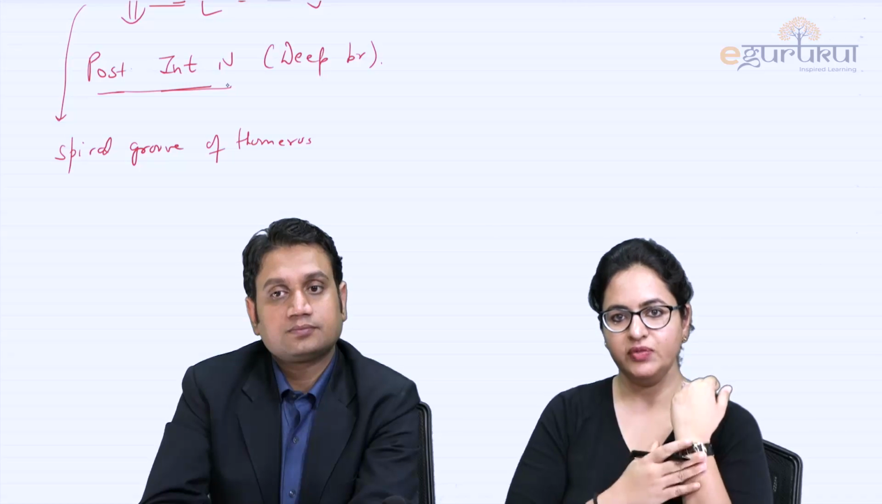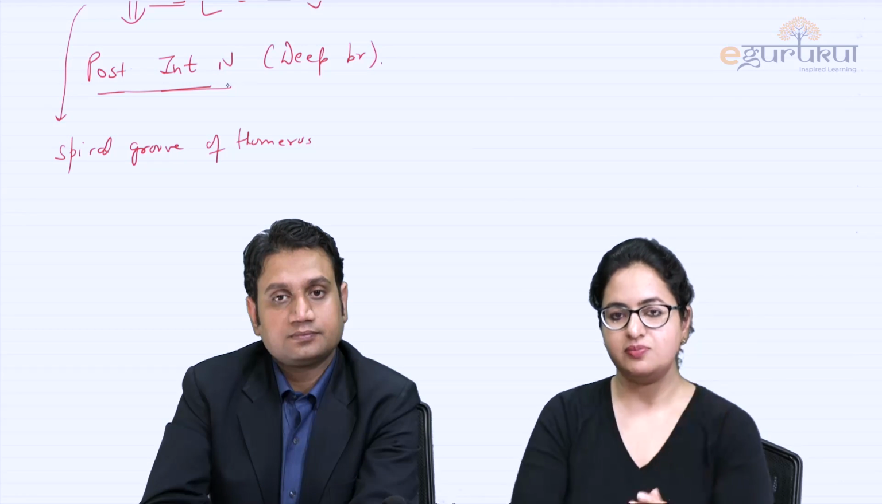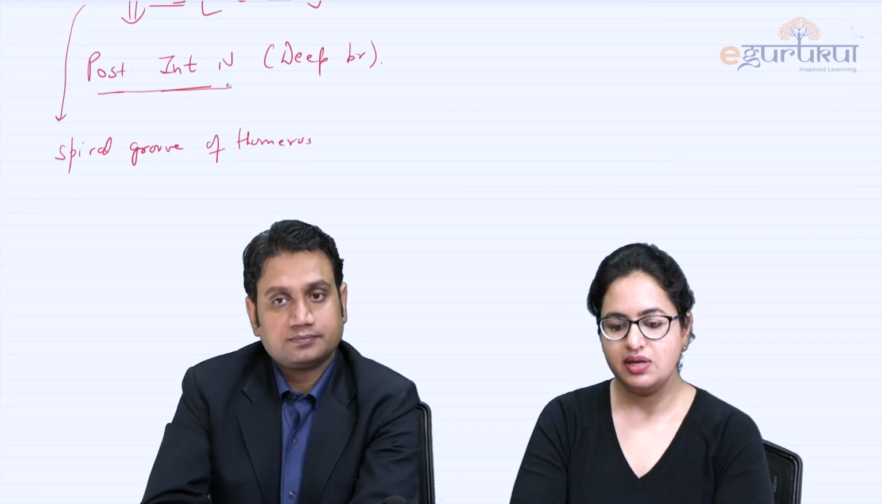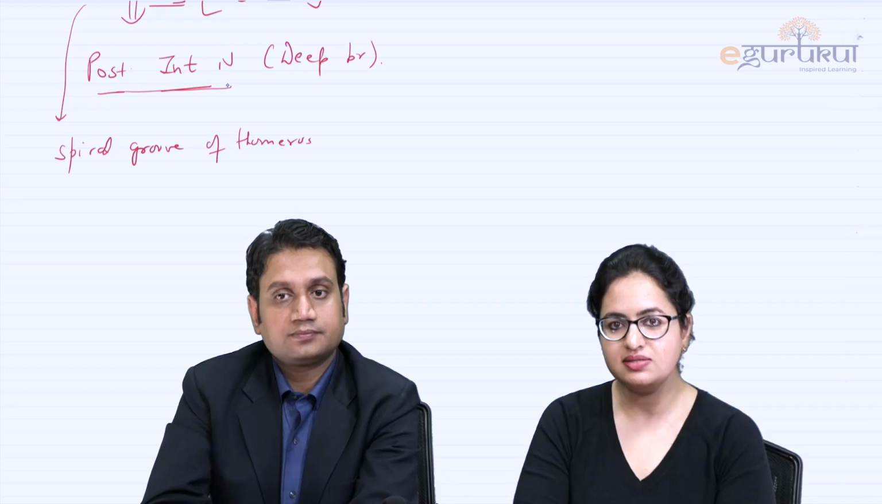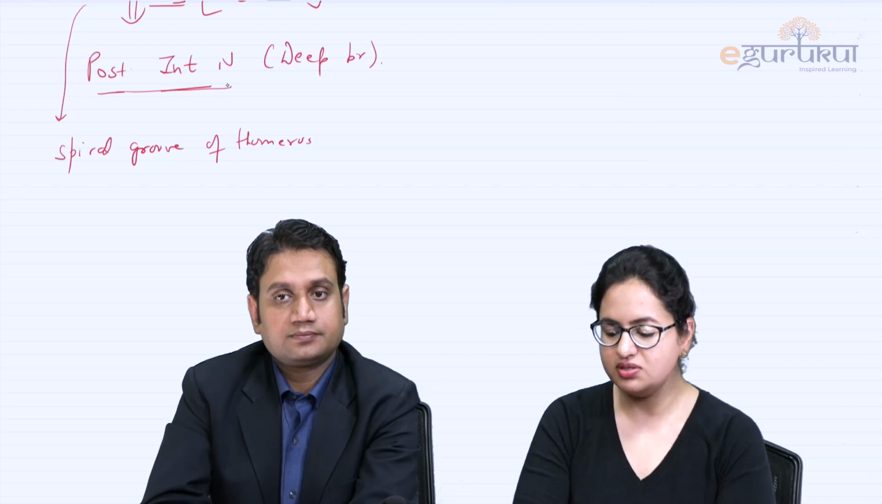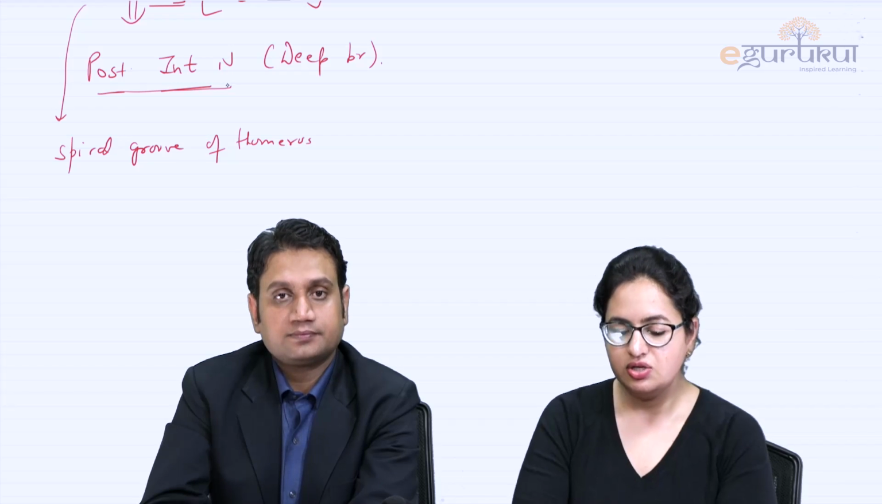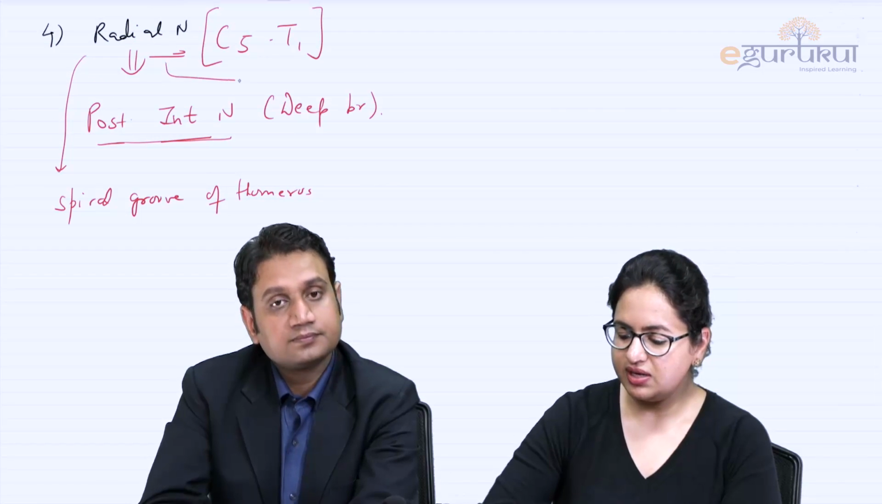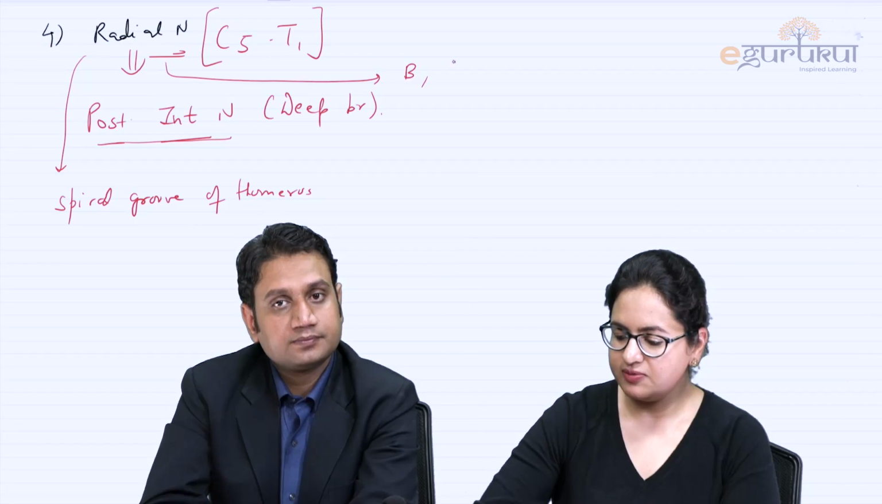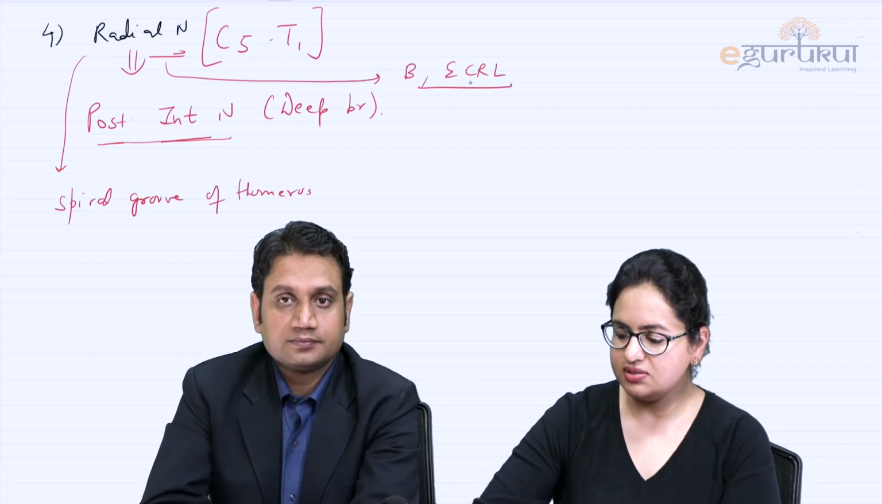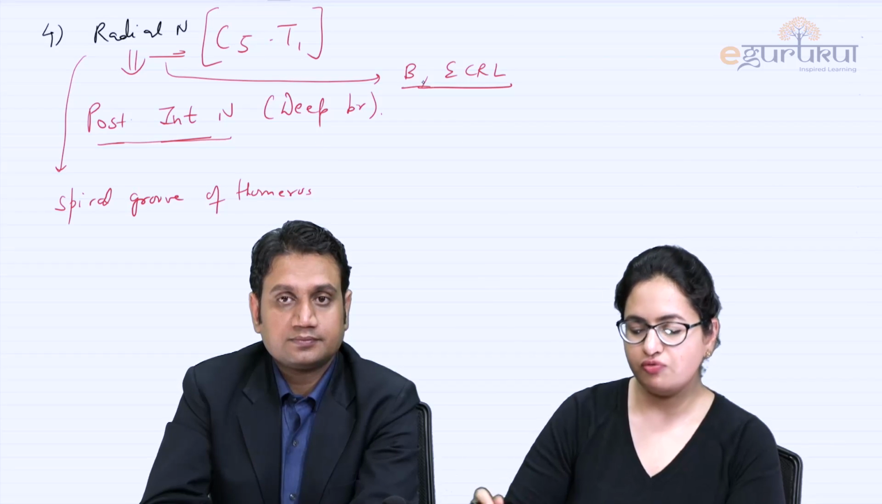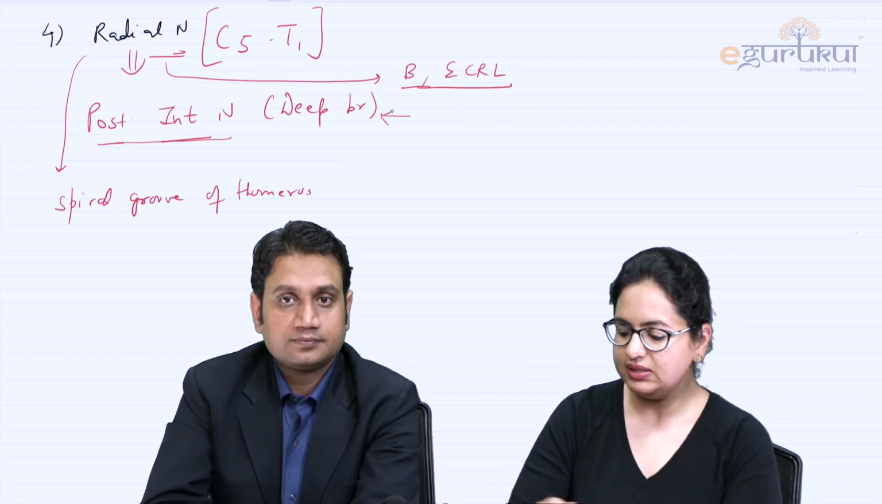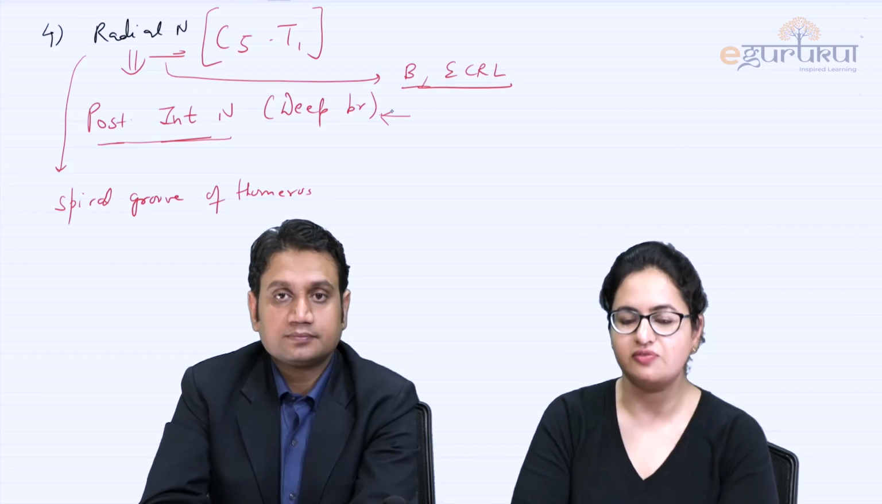extensors of the forearm. It supplies all the extensors of the forearm except the brachioradialis and the extensor carpi radialis longus, which are actually supplied directly by the radial nerve. So the radial nerve directly supplies the brachioradialis and extensor carpi radialis longus, and the rest of the extensors of the forearm are supplied by this deep branch, the posterior interosseous nerve.